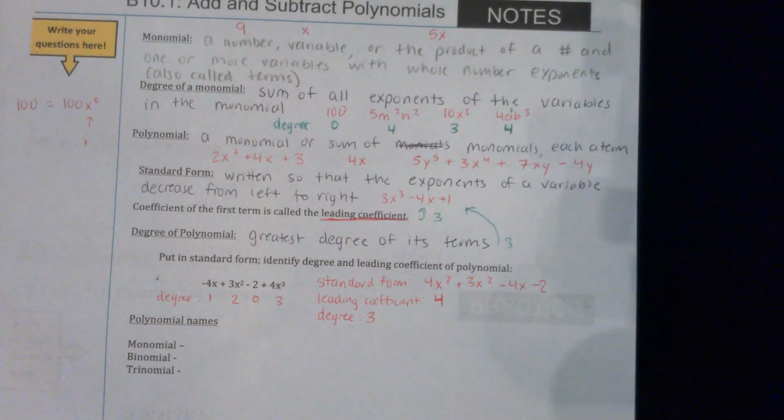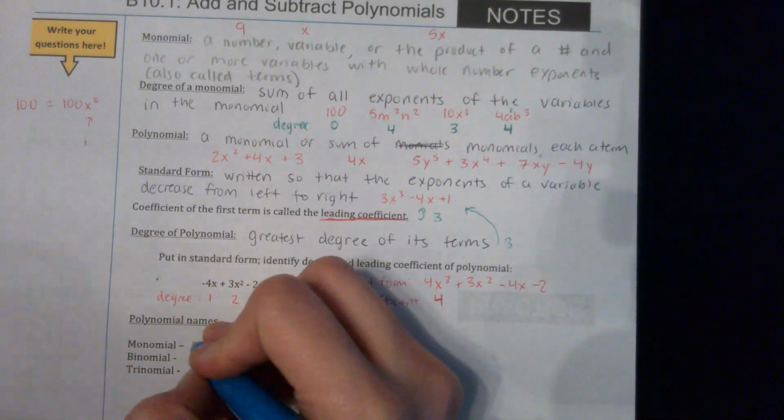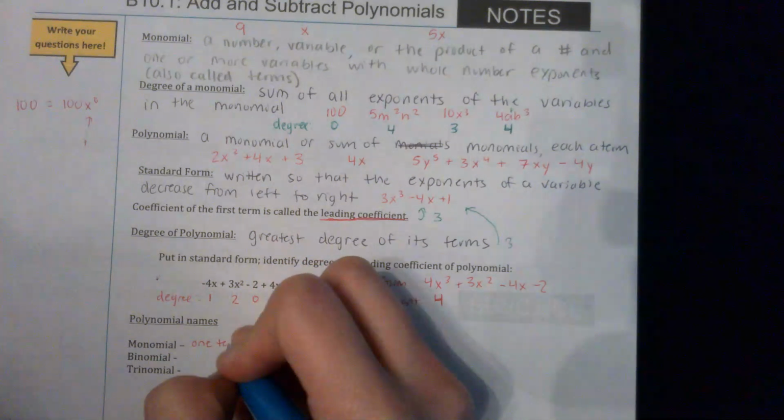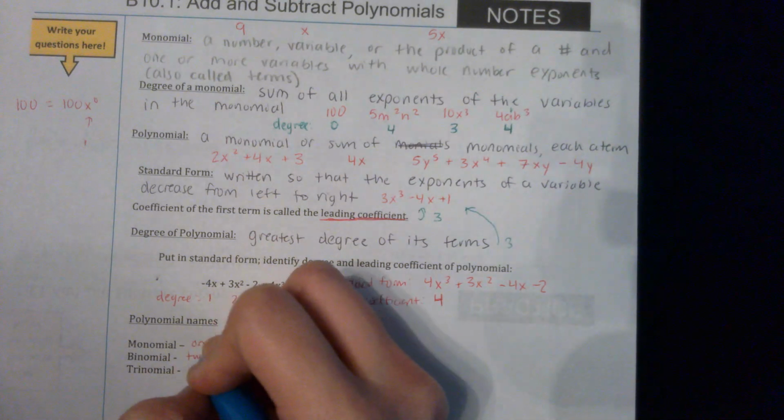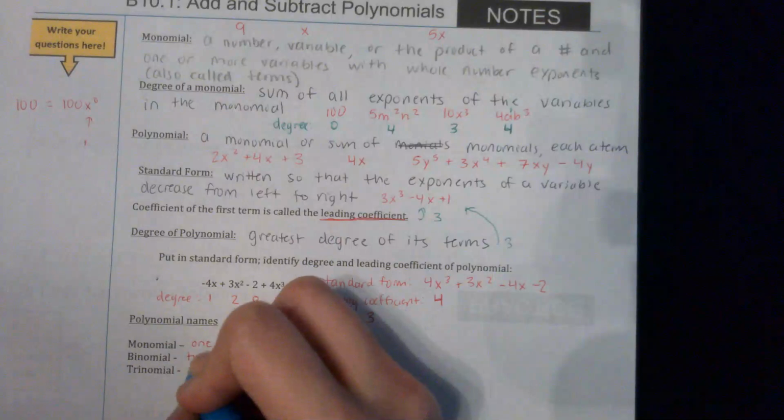Okay, so we have different polynomial names. So monomial means 1 term. Binomial means 2 terms. Trinomial means 3 terms.